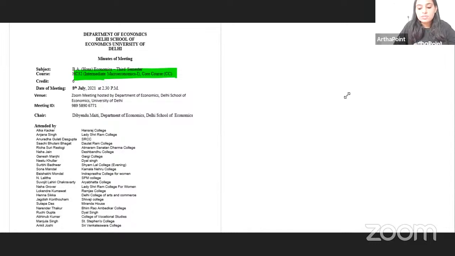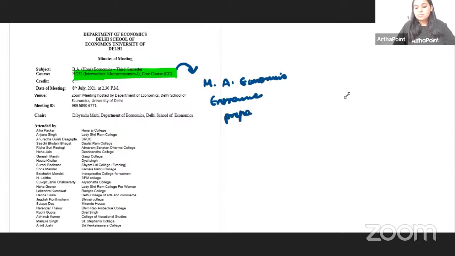I'm going to begin with intermediate macroeconomics. This is one of the most important subjects, even though all three are important, especially when you have to do your MA economics entrance preparation. You have to pay 100% attention in third and fourth semester. Even if you don't do your first year well, even if you don't do your third year well, the second year is the most important.